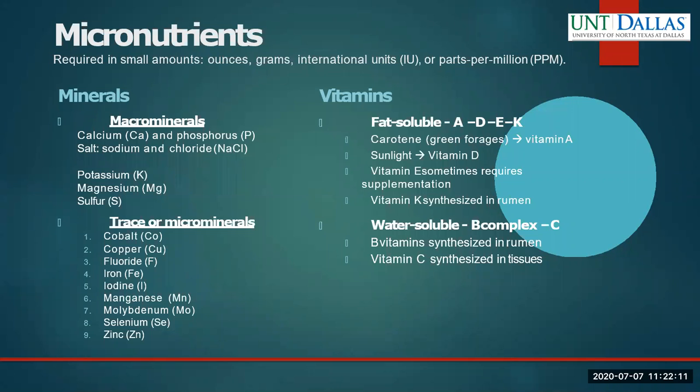Salt, the most common form of sodium and chlorine, is inexpensive and highly palatable, and is usually provided free choice to sheep and goats. Providing it in loose form is preferred rather than blocks, because sheep and goats tend to bite the block rather than lick it, they just break or cut the block. So sodium chloride is the most inexpensive and most common form of sodium and chloride.